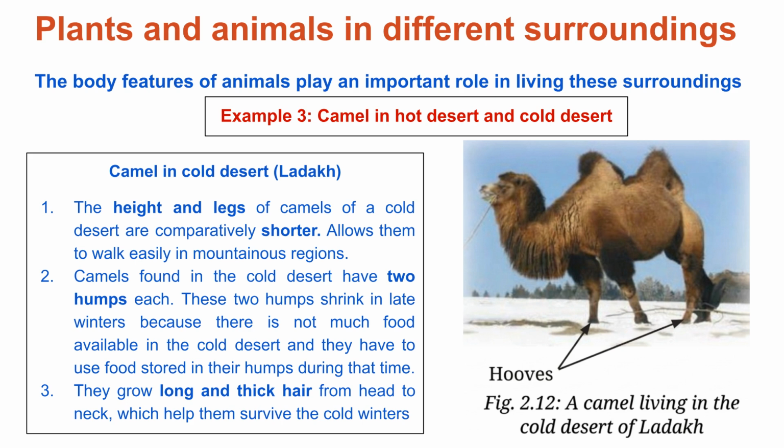Besides that, they have long and thick hair all over the body that makes them survive the cold winters because the temperature is low. So this fur on their body makes them warmer. So from this example we can see that the animal that is found in hot desert is very different from that found in cold desert.